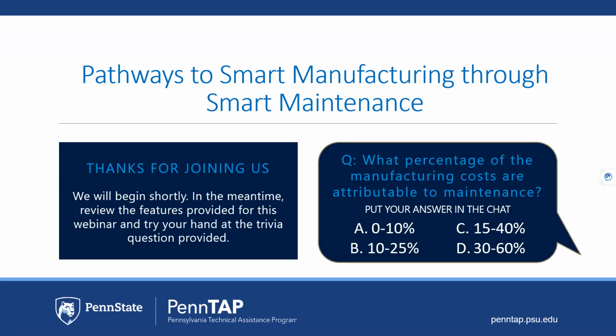Let's look at our trivia question. What percentage of the manufacturing costs are attributable to maintenance? If you chose C, 15 through 40%, you are correct. Reducing our maintenance costs or the effects of unplanned maintenance should be on each of our to-do lists.